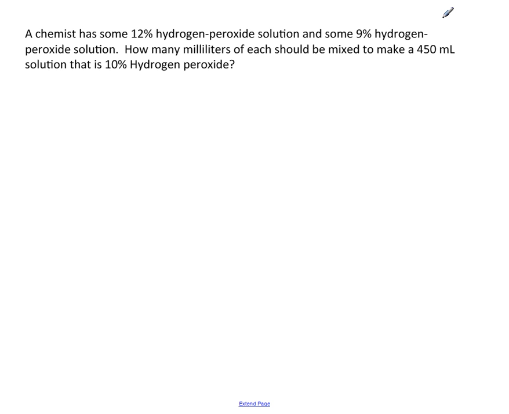Wrapping up our selection of examples for Section 2.6 problems, we've got the following mixture problem. We're told that a chemist has some 12% hydrogen peroxide solution and some 9% hydrogen peroxide solution. How many milliliters of each should be mixed to make 450 milliliters of a solution that is 10% hydrogen peroxide?